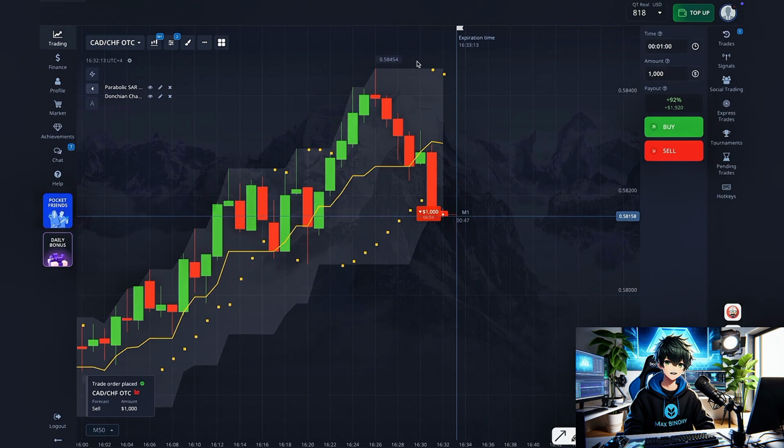The first signal comes from the parabolic SAR, showing 2 dots above the candles. This is a clear indication of a downtrend, which is likely to continue. The second signal comes from the Donchian channels. When candles cross the middle line from top to bottom, it indicates a trend reversal from uptrend to downtrend. This crossover confirms the trend direction change, making a downward move more likely. Together, these two signals create a strong setup for entering a sell trade.